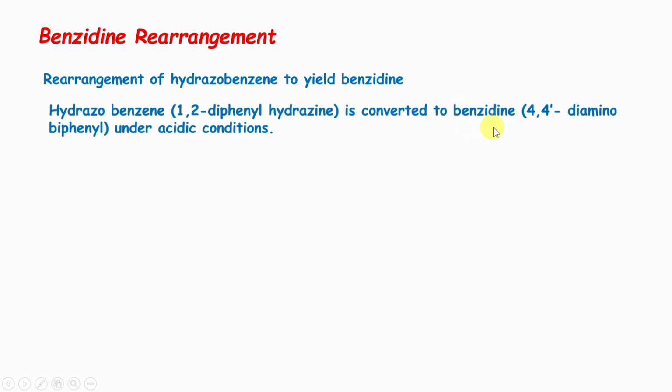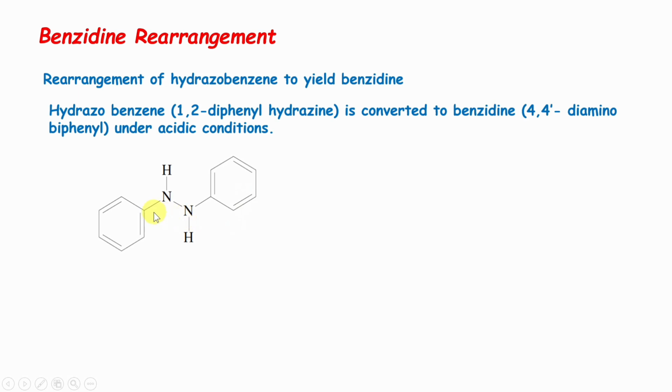Benzidine is nothing but 4,4-diamino biphenyl. It is formed under acidic condition on treating hydrazobenzene in presence of acid. The rearrangement takes place to form benzidine or 4,4-diamino biphenyl.